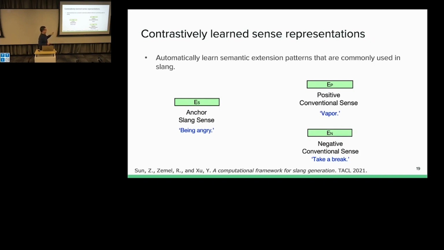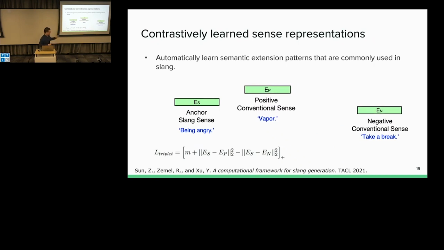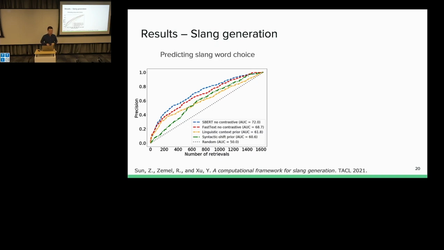And in order to capture these regularities in the sense encoding, we apply contrastive learning that tries to bring together pairs of corresponding slang senses and their conventional senses in the dictionary. So here for the word steam, we take the slang sense being angry and pair it with the conventional sense vapor, and we use max margin triplet loss to bring together these representations in the underlying space. And for a sense that is really not related with a particular word, we try to make it as far apart as possible. And by doing this, we're really capturing the kinds of semantic extension patterns that are in the data.